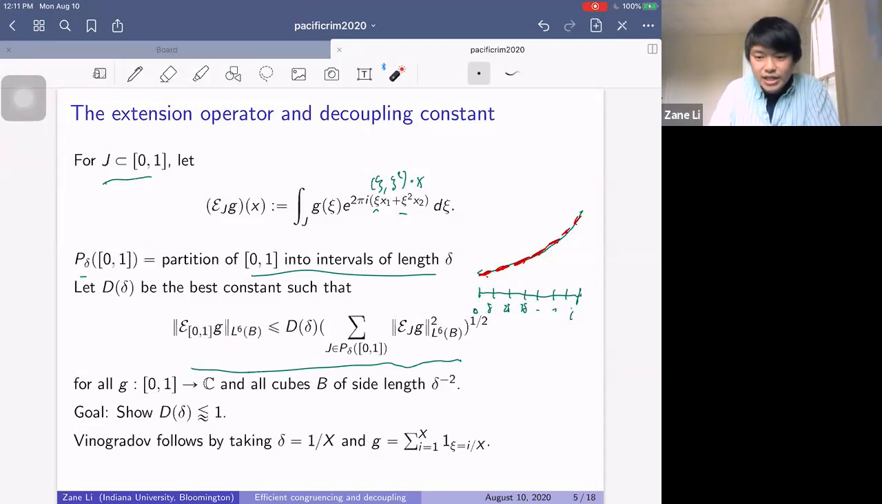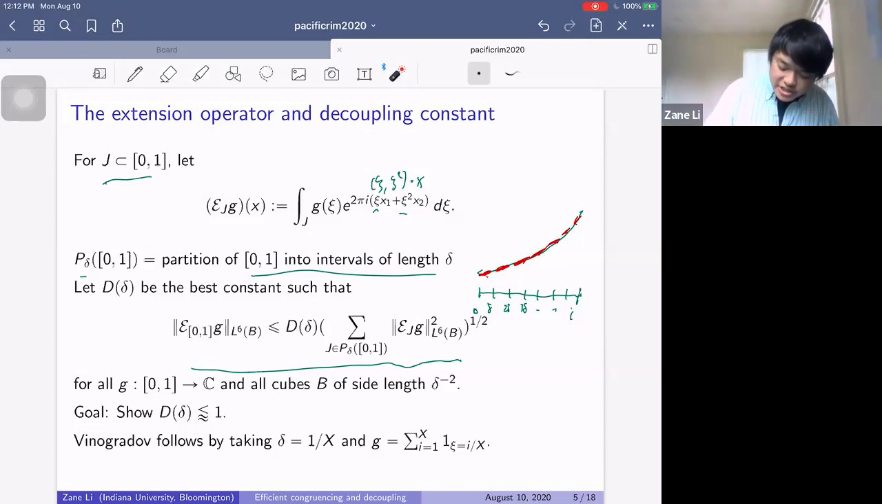The L6 here, so if you replace this L6 with L2, this would follow essentially from a disguised version of Plancherel, but we want to do better than that. L6 is also critical roughly for the same reason why the number theory case is also critical. So verbally, I'm just going to describe: D of delta just measures how much it costs to decouple [0,1] into intervals of size delta.